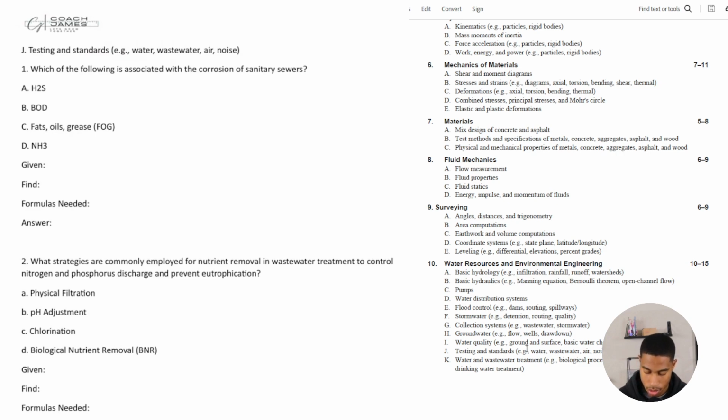Okay. So number 1 says, which of the following is associated with the corrosion of sanitary sewers? All right. So we're given that corrosion is taking place in a sanitary sewer. We're trying to find which compound seems to be associated with it. If you're just taking a wild guess, maybe if you look up corrosion, something may come up.